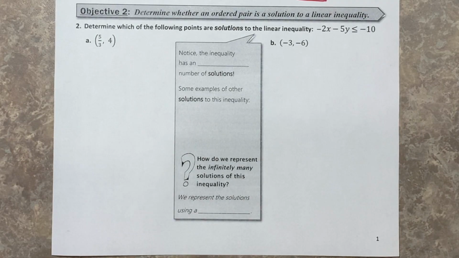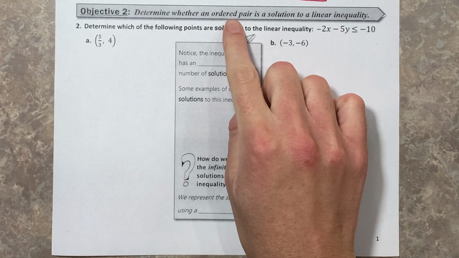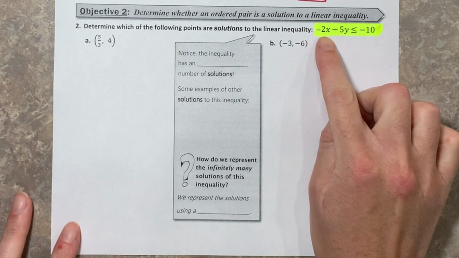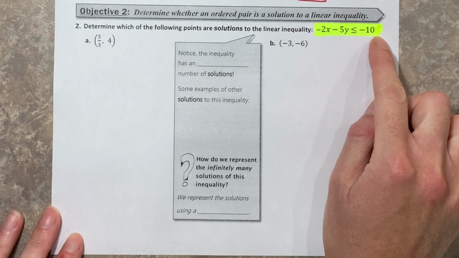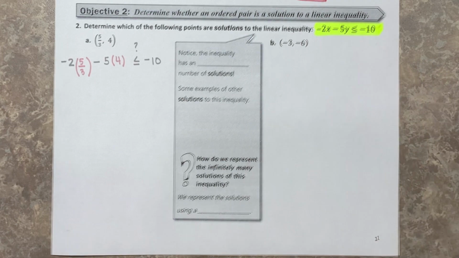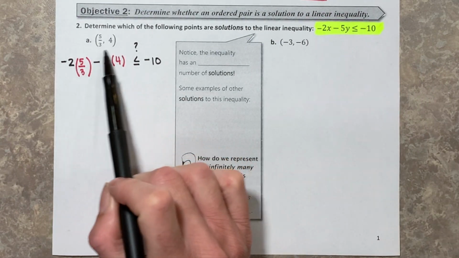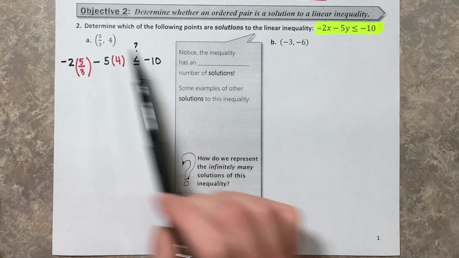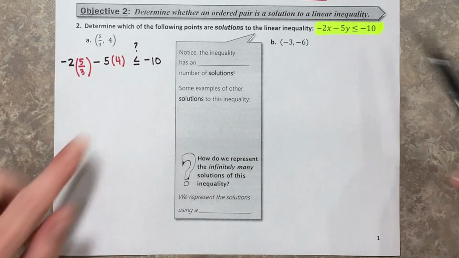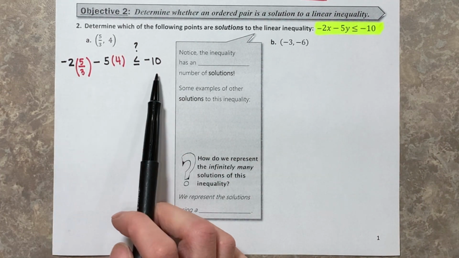Next, we're going to quickly review how to determine whether an ordered pair is a solution to a linear inequality. Let's suppose we're given this inequality, and we want to determine if this ordered pair is a solution to this inequality. To determine if this is a solution, we just went ahead and plugged in 5/3 for X and 4 for Y, and we want to see if we get a true statement here.